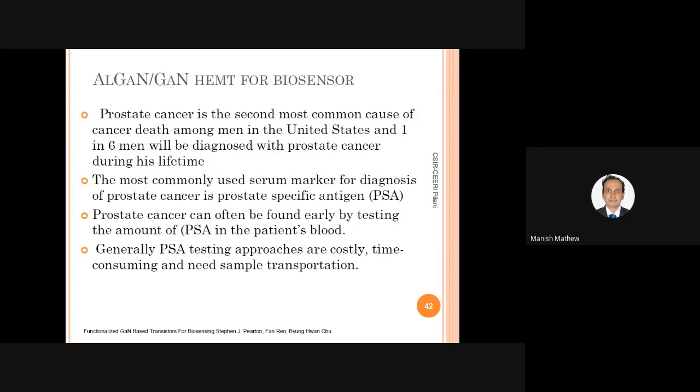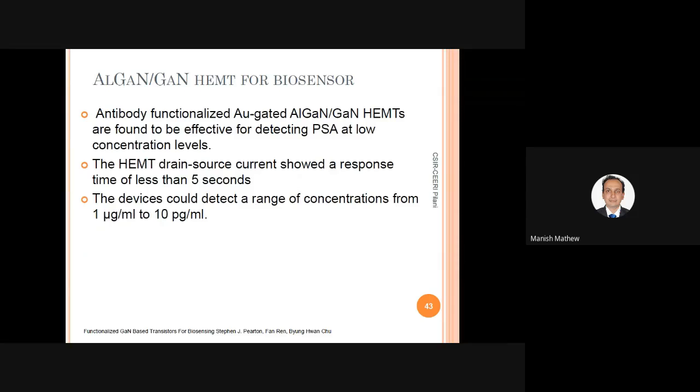See, most cancer patients die early due to late diagnosis. So if we are able to diagnose the cancerous cells earlier, that would be very effective. Generally, the technique used for detection of PSA is very expensive and it takes time. So what people have started doing is using this AlGaN based HEMT for the detection of this cancer.